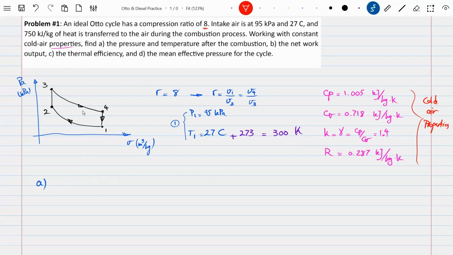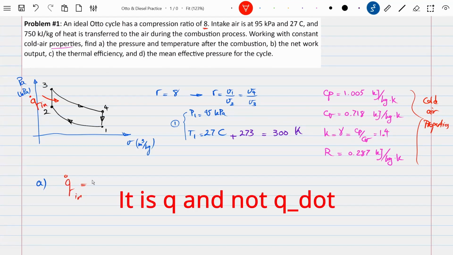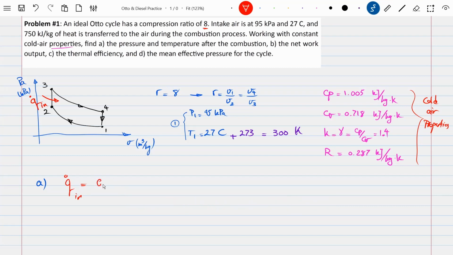As I mentioned earlier, process 2 to 3 is where the heat is added to your cycle. So one can make the argument that Q in is equal to, keep in mind that this is a constant volume process, so it's going to be Cv (T3 minus T2). So for the constant volume heat addition, this is your first law of thermodynamics. Q is Cv delta T, T3 minus T2. The temperature after the combustion is T3, and we are looking for it, right?